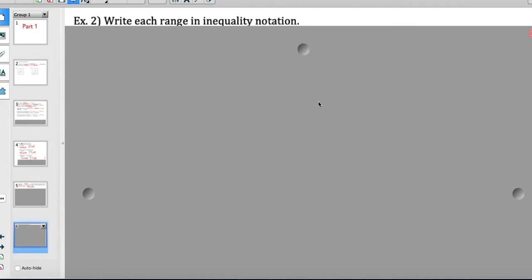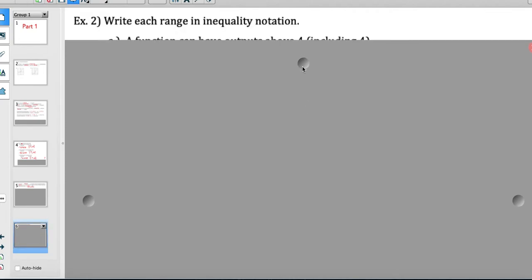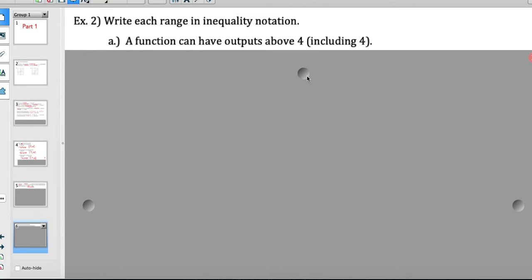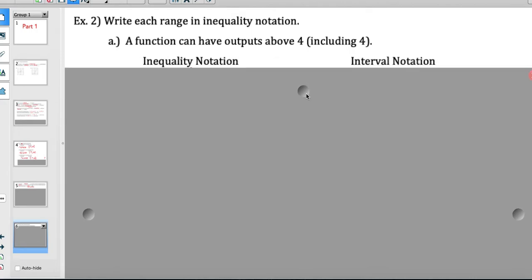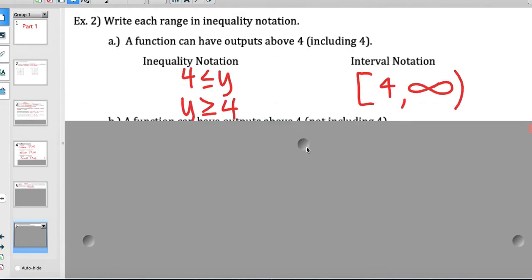So on A, it says the function can have outputs above 4, including 4. So the graph would just be above that 4. And so we have two options for this inequality notation. We can say that 4 is less than or equal to y, because we want all of those values above 4. And technically, we always want to write the variable first here. So we're going to say y is greater than or equal to 4, because we want all of the y's that are bigger than 4.